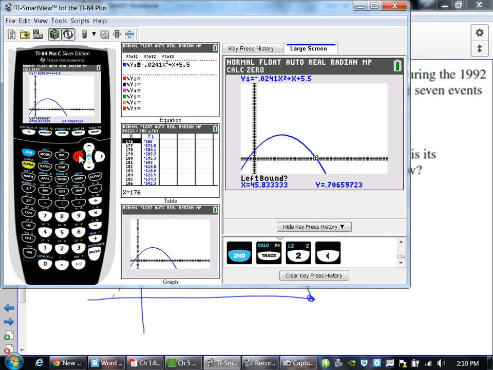Because it's searching for this value. The calculator will search for what that is at 0. You're telling it what to look for. You're telling the calculator by hitting the button that says calculate zero.